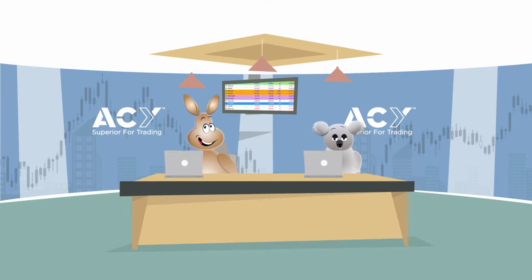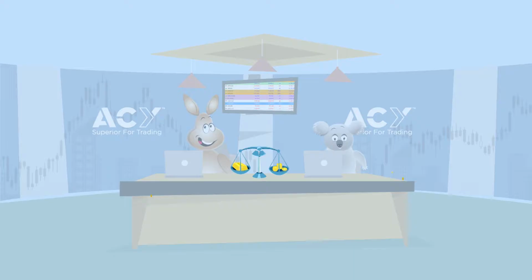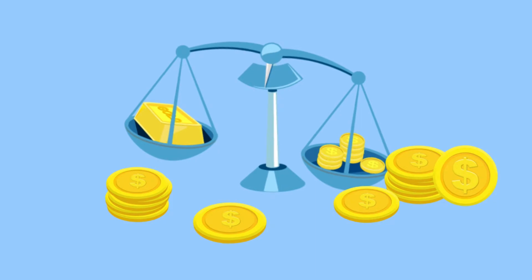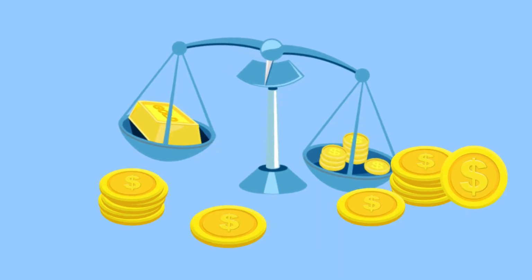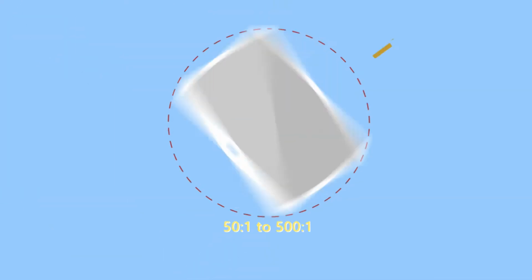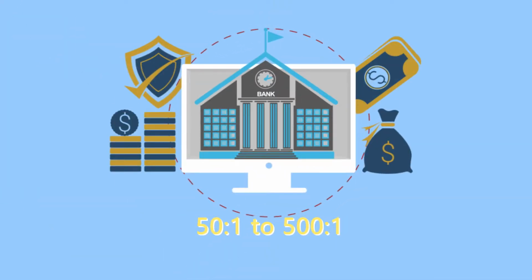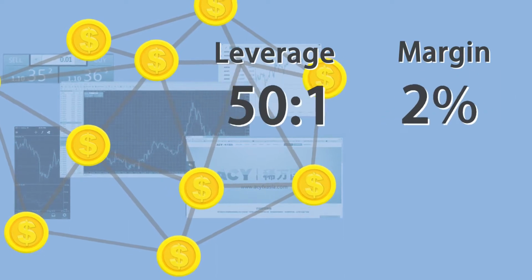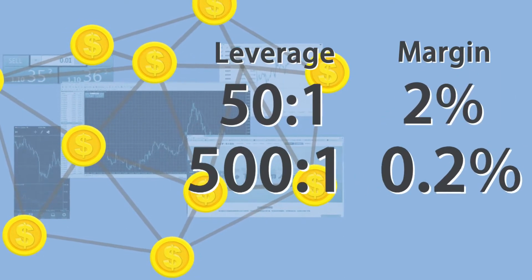Everyone, I'm Amy. Today we're going to talk about leverage and its relationship to margin trading. Leverage is the proportion of the total amount of capital you invest in the minimum margin you need to trade in a single Forex transaction. ACY provides a range of leverage options from 50 per 1 to 500 per 1. That's equivalent to a margin requirement of 2% to 0.2%.